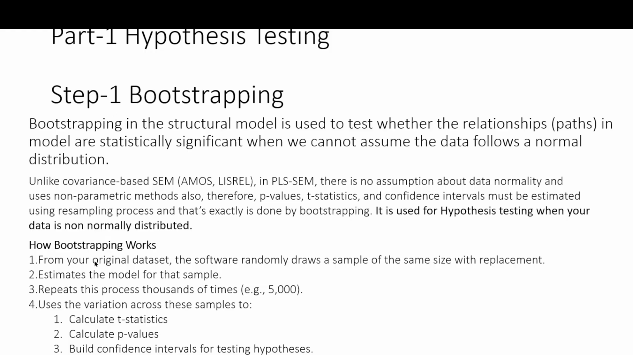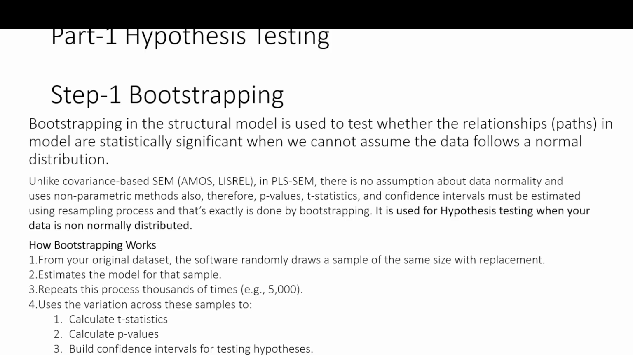Now we understand how bootstrapping works. From your original dataset, the software randomly draws a sample of the same size with replacement, estimates the model for that sample, repeats this process thousands of times, say for example 5,000, and uses the variation across these samples to calculate t-statistics, calculate p-values, and build confidence intervals for testing the hypothesis.